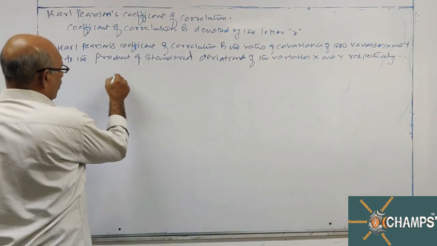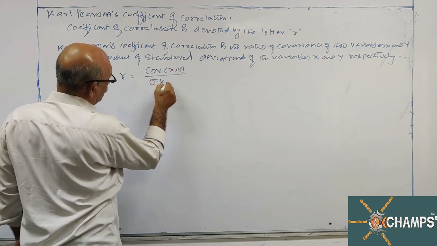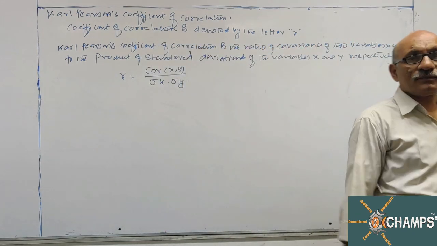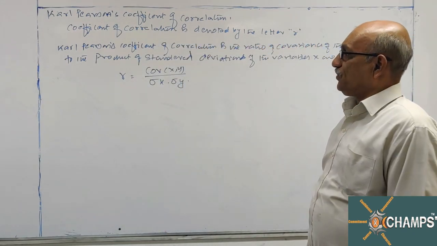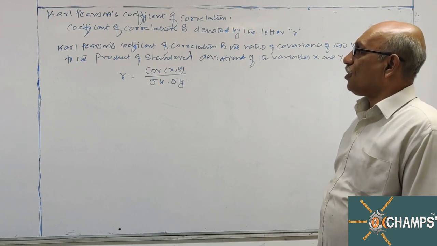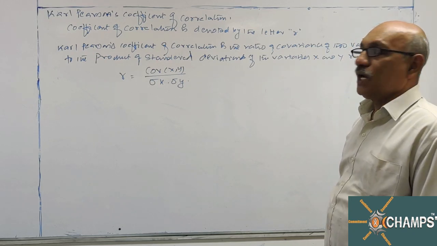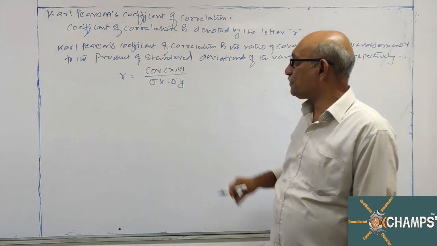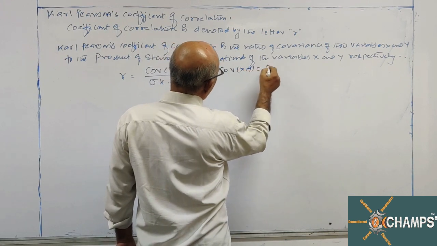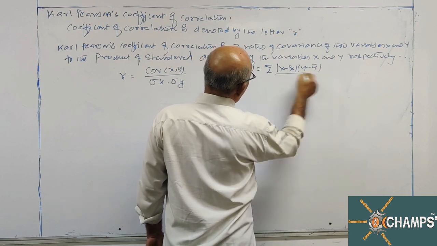Okay, symbolically how can we represent? R is equal to covariance of x comma y, in the short form it is written as COV, divided by standard deviation of x into standard deviation of y. Okay, we know how to calculate covariance of x comma y. This is summation of x minus x bar into y minus y bar by n.